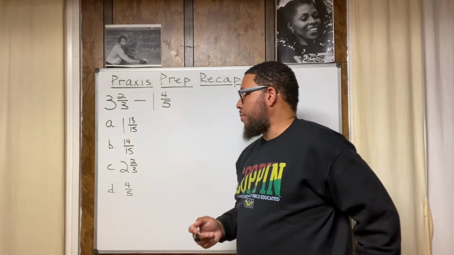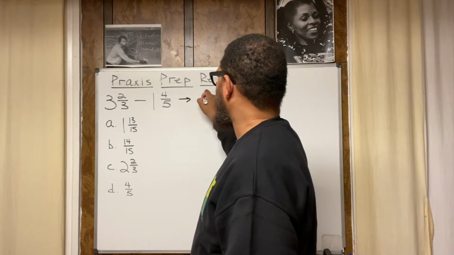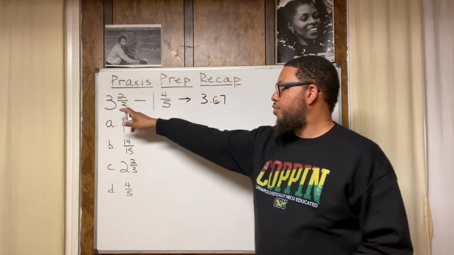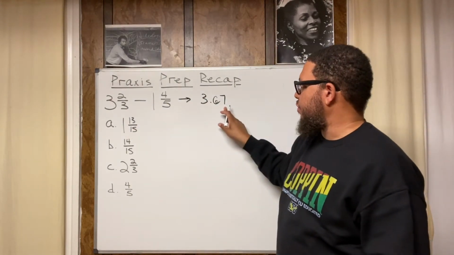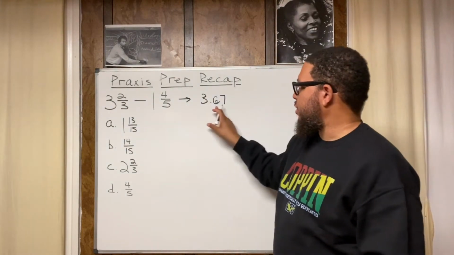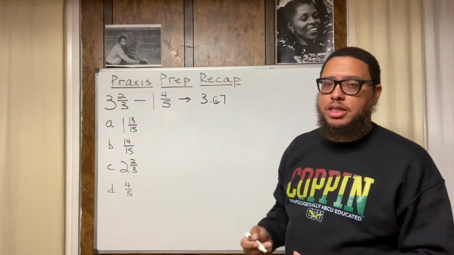All right. So that means 3 2/3 is going to be the same as 3.67, because 2/3 is the same thing as 0.67. So the 3 is still 3. 2/3 becomes 0.67. And how do I know that? Because my calculator told me 2 divided by 3 is 0.67.